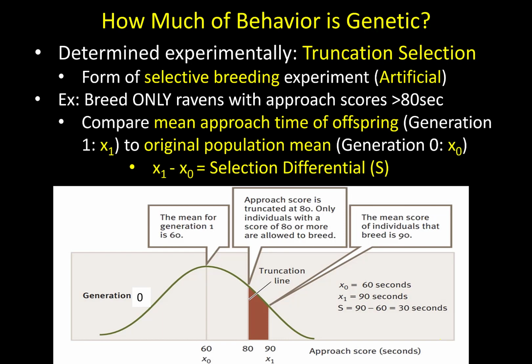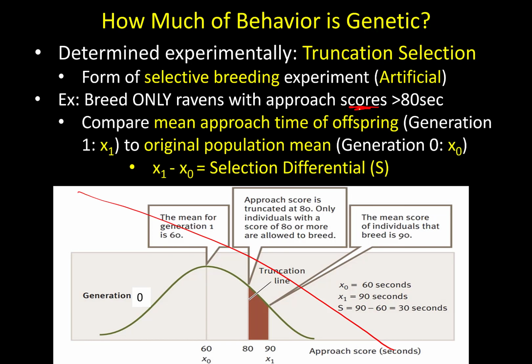So don't worry about these charts just yet. We're going to work through these together in a couple of slides, but just look at the theoretical approach first, as explained in the text. All right, so imagine we're working with a population of ravens that have a variety of different approach times, or what we'll refer to from now on as approach scores. Your approach score is how long it takes you to approach a novel object.